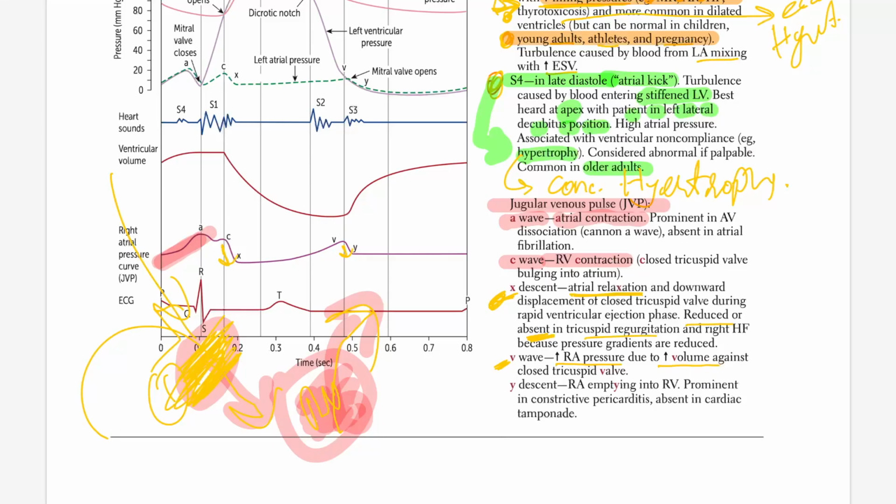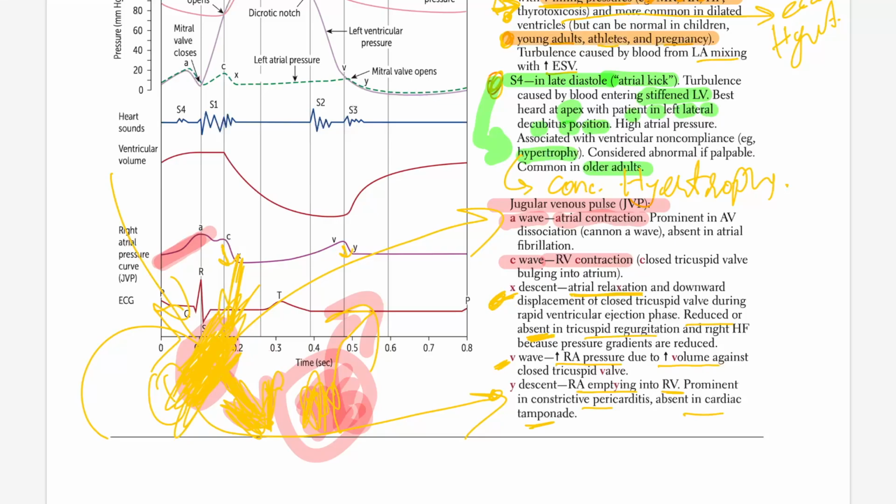Now the last thing is the Y descent here. Y descent is your right atrial emptying into the right ventricle, prominent in constrictive pericarditis, absent in cardiac tamponade. The cycle is continuing, right? The right atrium is emptying into the right ventricle, but not to a point that it has to contract. It's just the valve opening and the fluid going into the ventricle, because when it contracts, it is going to give you an A wave. When it just opens up and the fluid is just going into the right ventricle, that is going to be your Y descent.